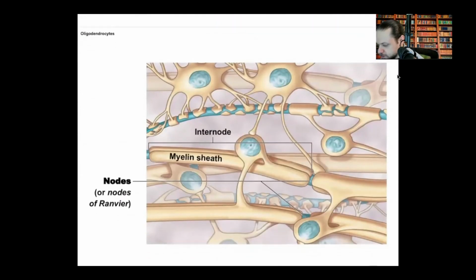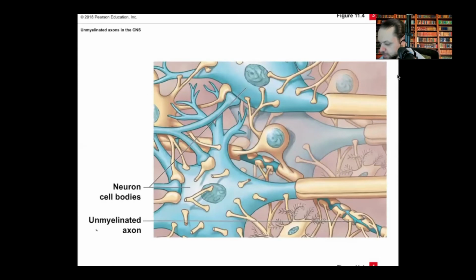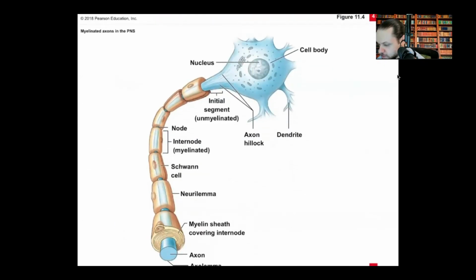Right. So here we see another demonstration of how it works. This is multiple neurons. This is oligodendrocytes. We see the unmyelinated neurons, and this occurs in disease states. They could get demyelinated, right? So this is normal neuron conduction, right?